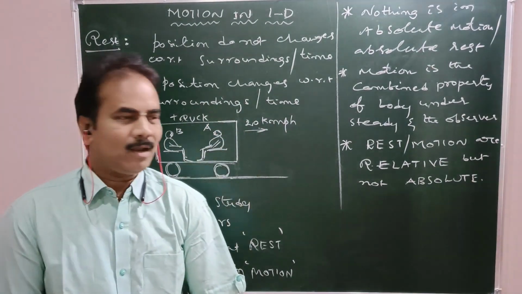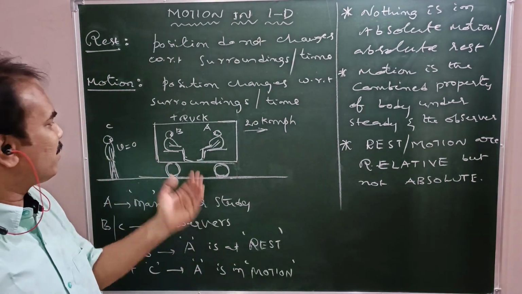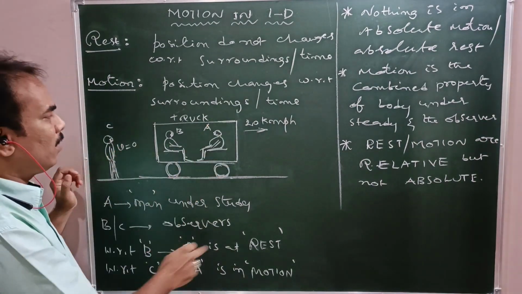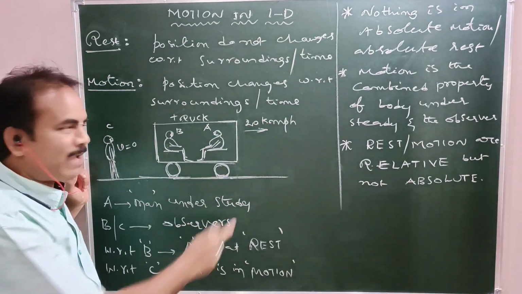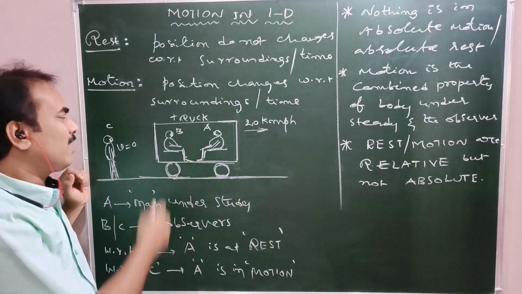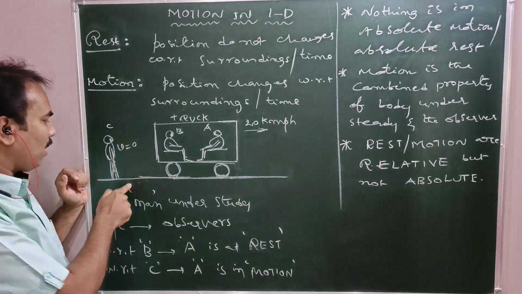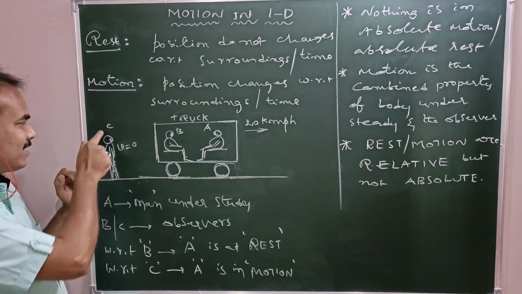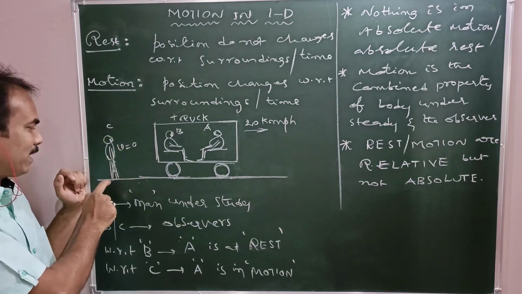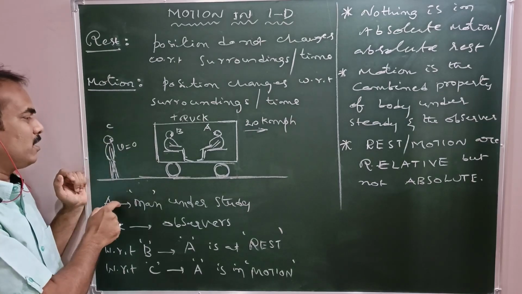Now the same can be realized by using one simple example, as shown in the diagram. Suppose here we have a truck which moves with velocity 20 kmph. Here A and B are two co-passengers in that truck. Outside on the ground, one man C is standing. Standing in the sense velocity is 0. That is, he is at rest with respect to ground.